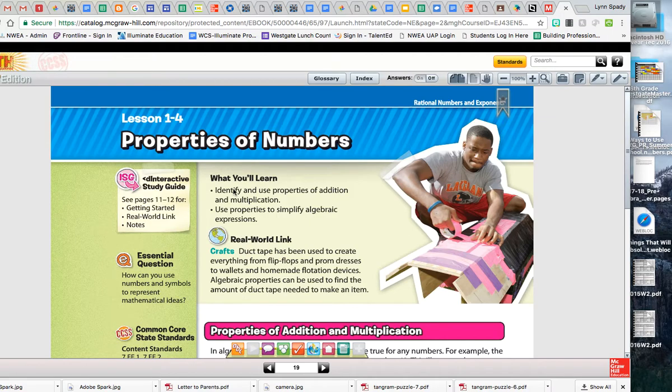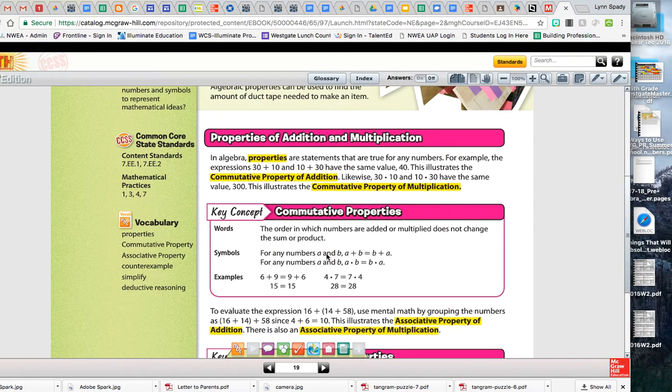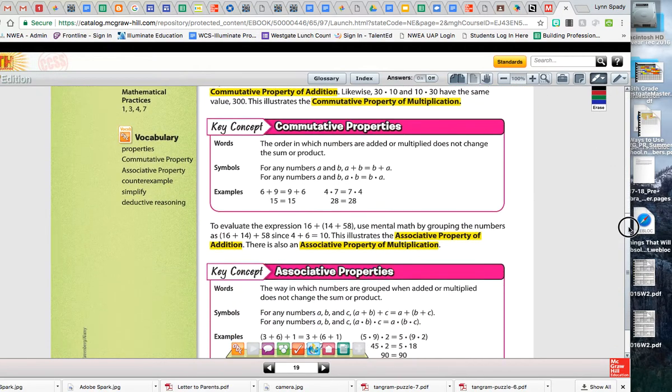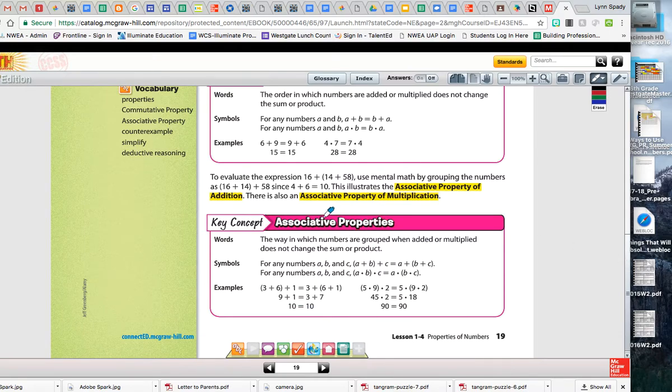So make sure you get your what you'll learn statements into your notes and then fill in this area right here, the symbols and the examples. You're not defining all of the words in this lesson, so you're defining them by copying down the symbols and the examples from the textbook. So make sure you get those down, and also for the associative properties.